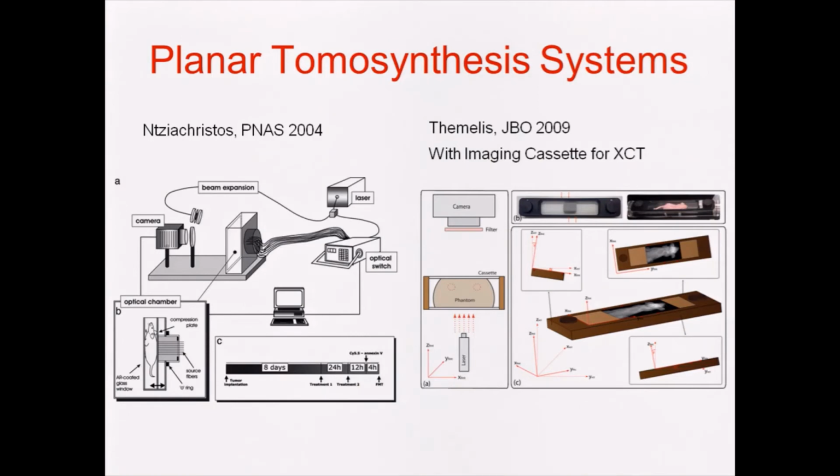Here's a more recent example. Again, light comes in from one side, and you detect light emitting from the tank or cassette on the other side. The nice thing about this system is it has a really nicely designed cassette, so that you can put a mouse in the cassette, image it with FMT, and then take it over to a CT scan and get CT data. So this is a way of starting to add CT data into FMT reconstructions or FMT studies.